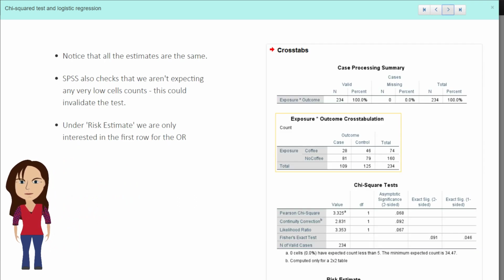So in SPSS, we'll get similar output, formatted a little bit differently. Down the bottom you can see that no cells have an expected count less than 5, so the test is probably valid. We get our cross-tabulation or contingency table, and then we get our p-value. And that's the asymptotic significance two-sided down in that bottom table.